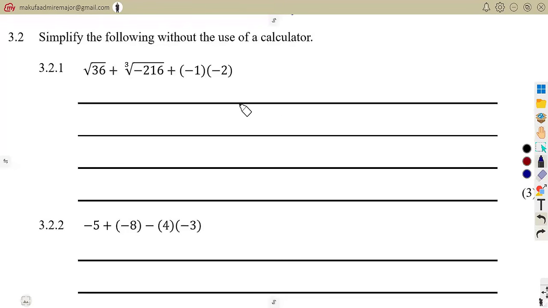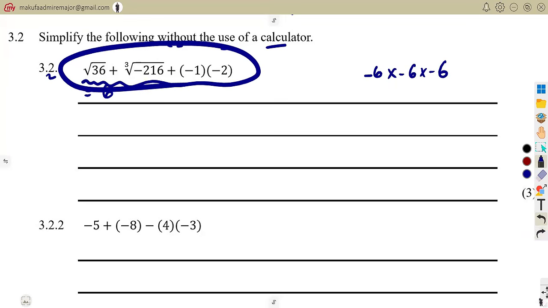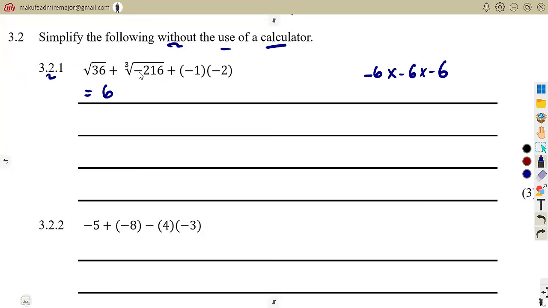Simplify the following without the use of a calculator. So we can simplify this one. What is the square root of 36? The number that multiplies itself to give us 36. That is a 6. The cube root of minus 216. That is minus 6. Minus 6 times minus 6 times minus 6. Even if you use your calculator, when they say do not use a calculator, they do not want you to simplify everything directly on your calculator. But to simplify the cube root of minus 216, you can use your calculator. The cube root of minus 216 is going to give us minus 6.